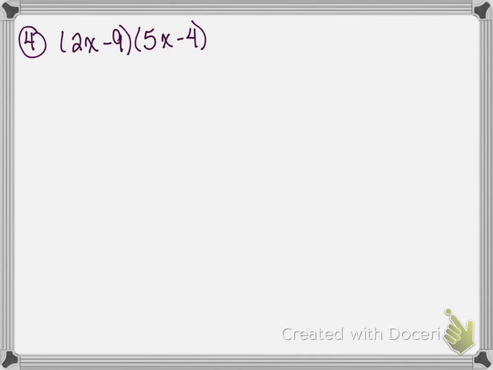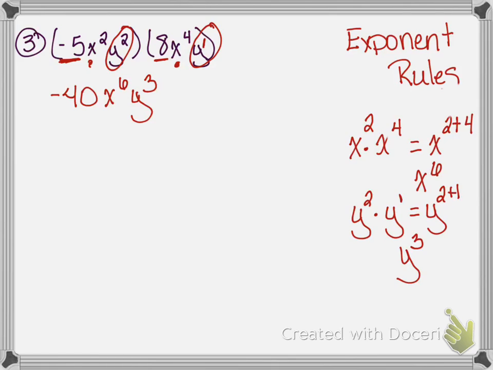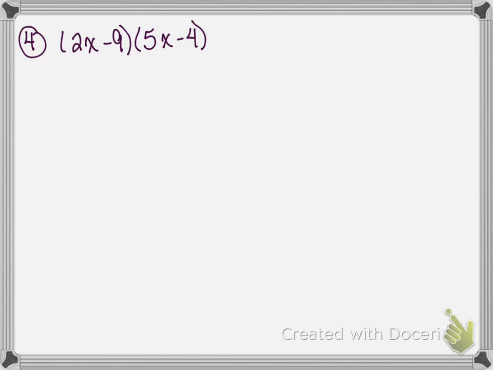We FOIL number 4 because we've got 2 binomials. We have addition or subtraction. We don't have any addition or any subtraction there. So we're not FOILing, we're just multiplying. Okay? Here we are FOILing.